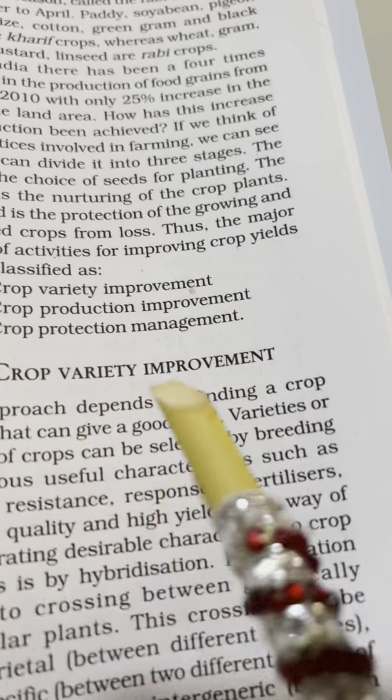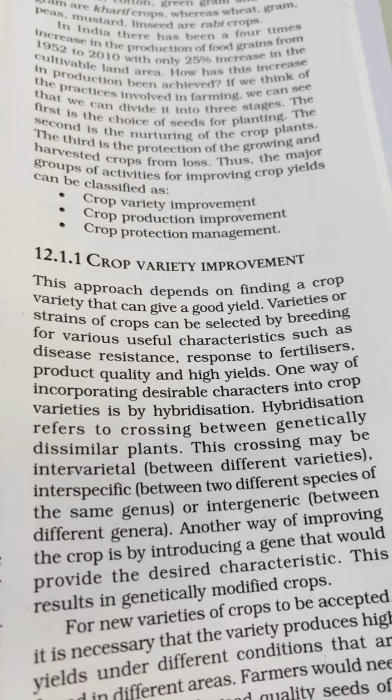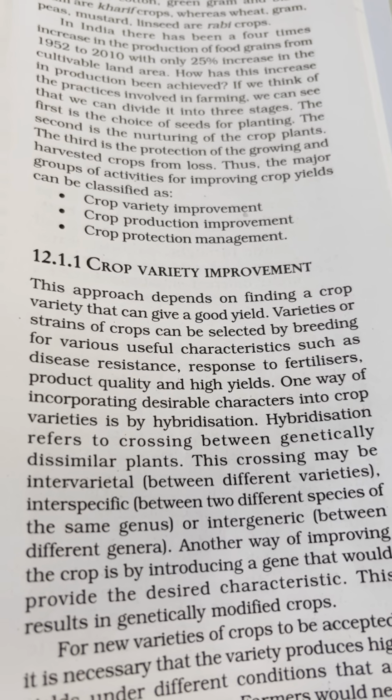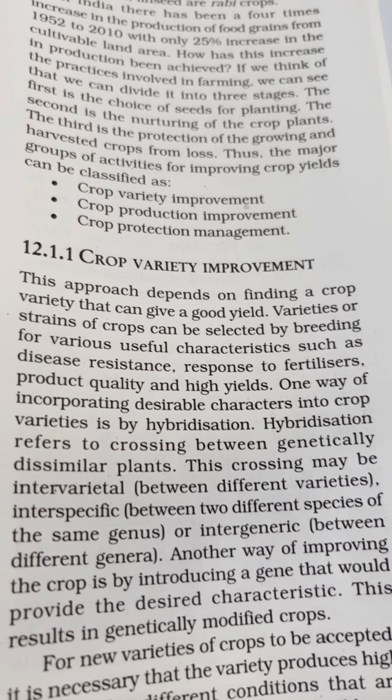This approach depends on finding a crop variety that can give a good yield. Varieties or strains of crops can be selected by breeding for various useful characteristics such as disease resistance, please mark it, response to fertilizers, product quality, and high yields. This crossing may be intervarietal, between two varieties. Another way of improving crop is by introducing a gene that would provide the desired characteristics. This results in genetically modified crops.